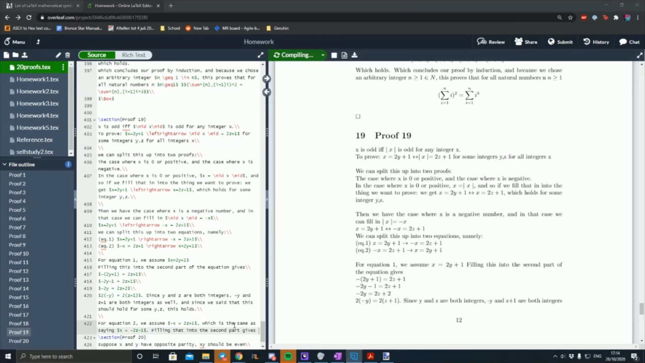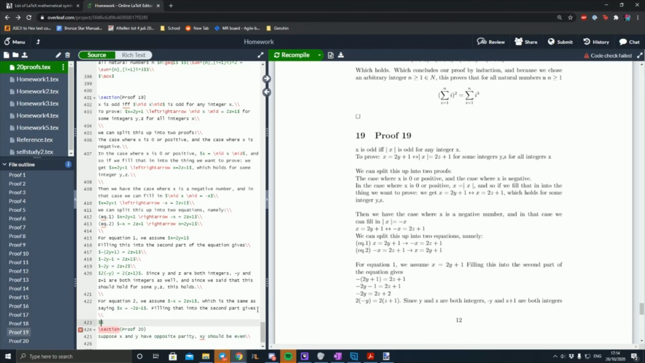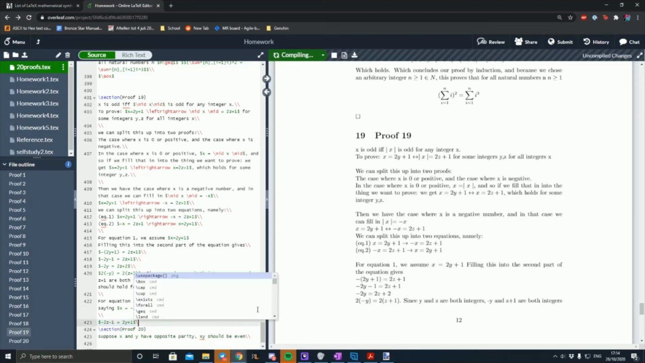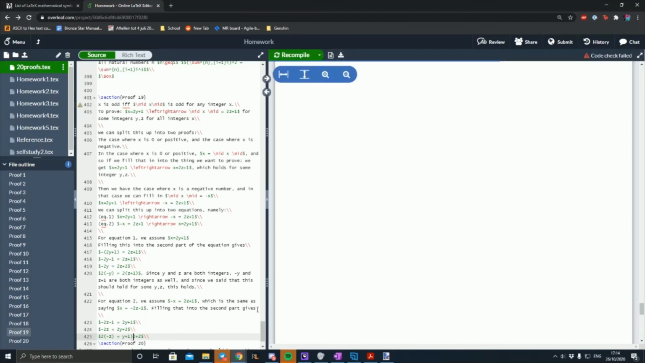My recording still running? Yep. And I'll put an enter here real quick, and then we can say negative 2z minus 1 is equal to 2y plus 1. And then we can go ahead and add 1 on both sides, just like we did before. Get a 2 out of brackets. Wow, this proof sure is looking a lot like the other one. And then we get y plus 1 times 2.